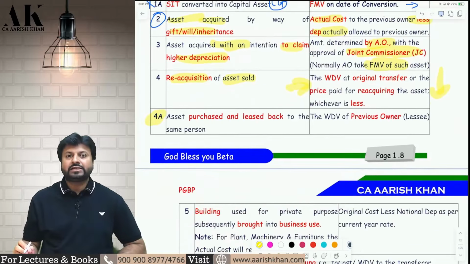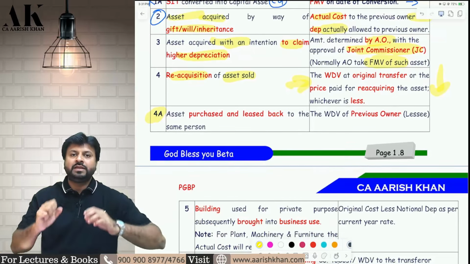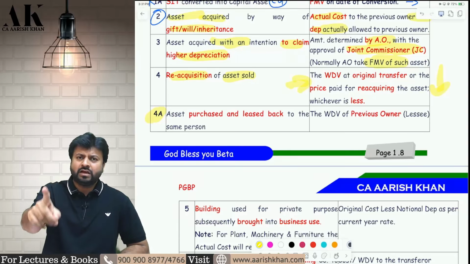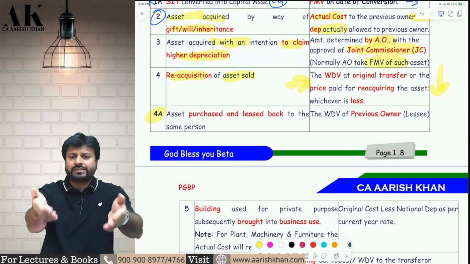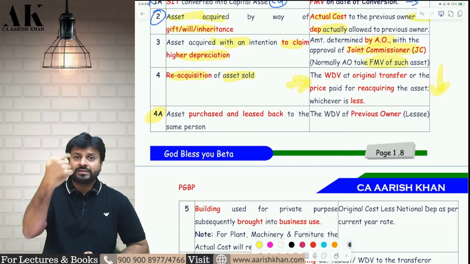Next one, explanation 4A. I'll explain it with the help of an example. I am Mr. A, you are Mr. B. You have purchased an asset of 1 lakh rupees. On that asset, you have claimed depreciation, say 20,000. Now the WDV of the asset is 80,000. Now you are selling that asset to me for 2 lakh rupees. What is the WDV of that asset? 80,000. You are selling it to me for how much? 2 lakh rupees.